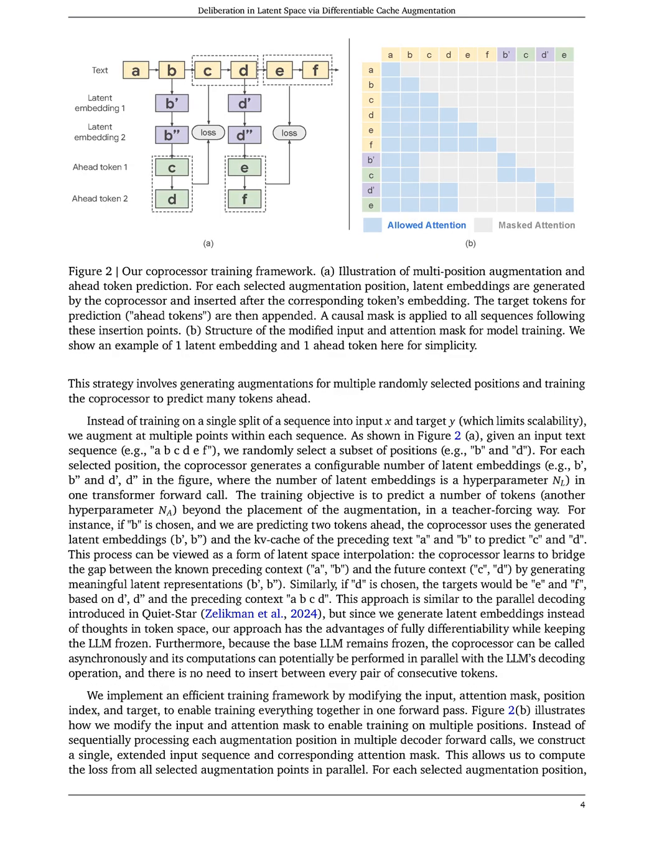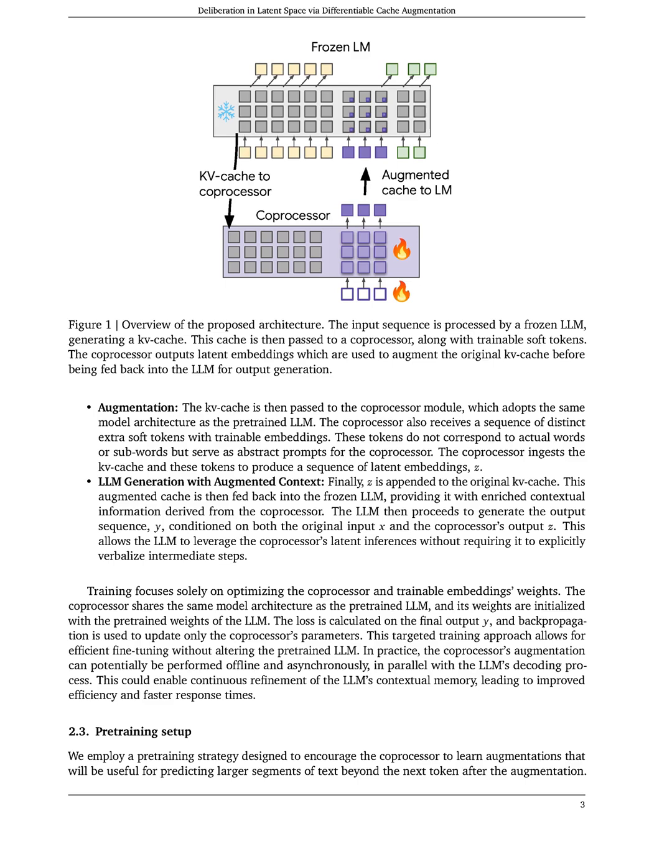These embeddings are then appended to the original KV cache, enriching the context that the LLM uses to predict subsequent tokens, such as C and D after B, and E and F after D. This process allows the LLM to leverage the coprocessor's latent inferences without explicitly verbalizing intermediate steps, enhancing its reasoning capabilities.